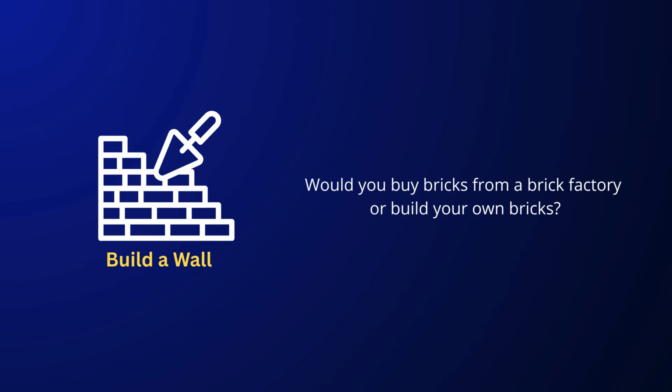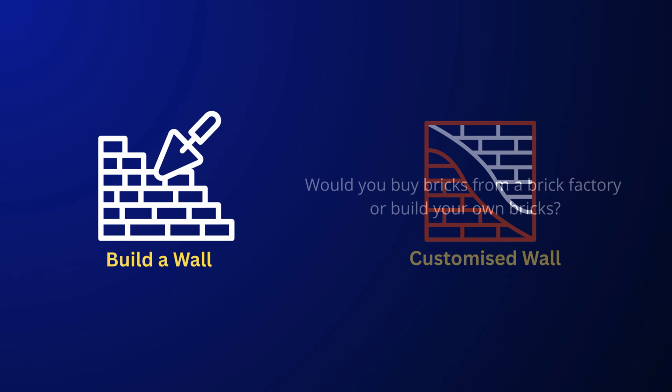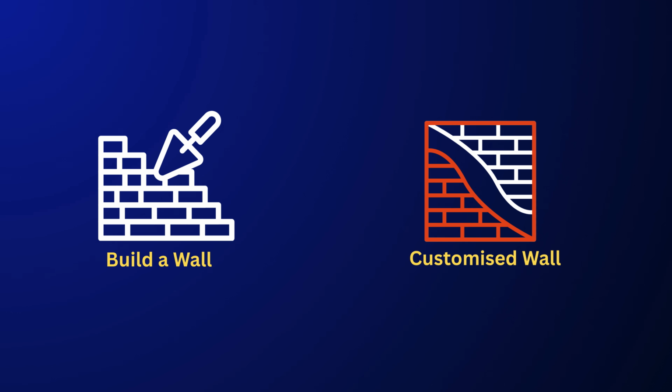Now, let me take you to the second scenario. Let's say your requirement changes and the wall that you are going to construct is not going to be a plain and simple one. Rather, it's going to be a customized one which may require bricks of different sizes and shapes. What would you do? Well, you will still buy the bricks from the factory and shape it to your requirement or customize it as per your need. Does it make sense?